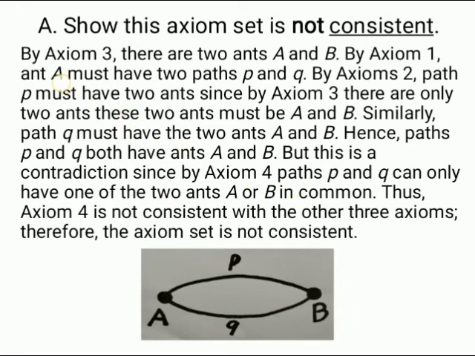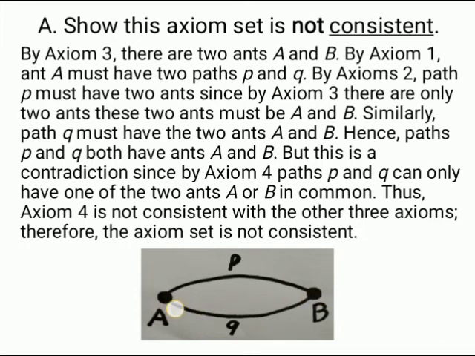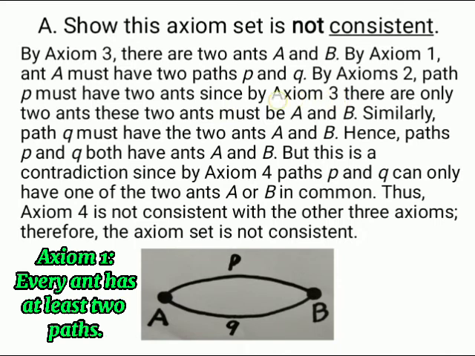So, by axiom 3, there are two ants, A and B. Diba, nakasaad sa axiom 3 natin na there exists exactly two ants or only two ants. Kasi nga exactly, hindi lalagpas at hindi bababa sa two ants. So, exactly, sakto lang. A and B lang dapat. By axiom 1, ant A must have two paths, P and Q. Kasi nga, di ba sabi sa axiom 1, every ant has at least two paths. So, that is named P and Q, path P and path Q.